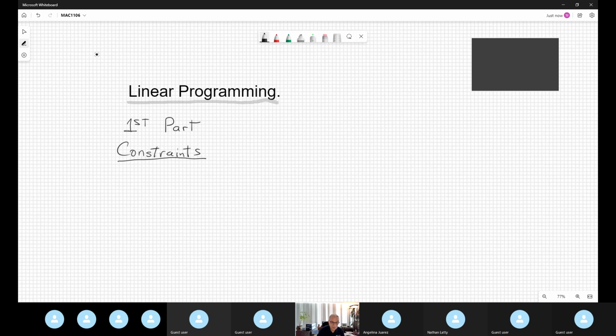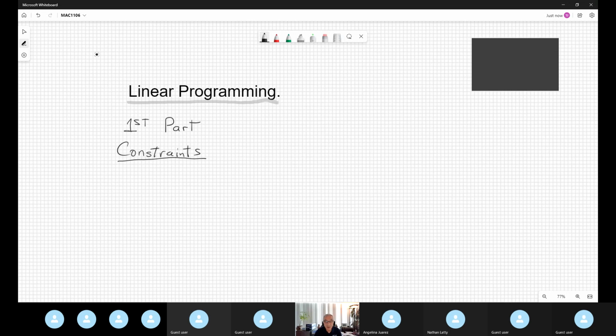Constraints means the restrictions that we have in our problem. For example, suppose you have a company. In the company we have something available, but it is limited. So this is a constraint. It's a limitation of the problem. Normally the constraint is a system of inequalities.